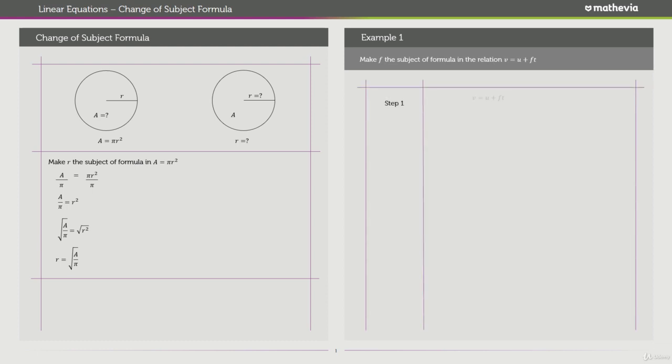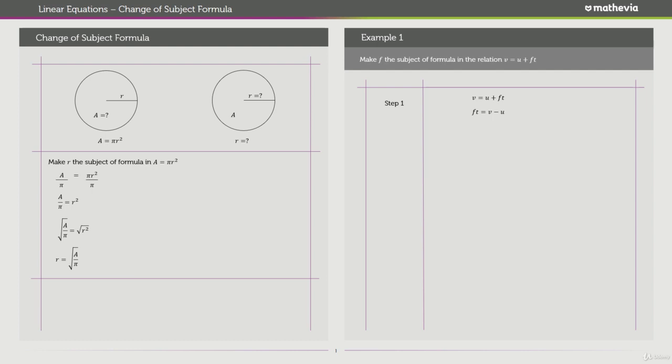So we have v equals u plus ft, and we're looking to make f the subject of the formula in this case, i.e. get f on its own and everything else on the right. So f on the left and everything else on the right. So we have v equals u plus ft.